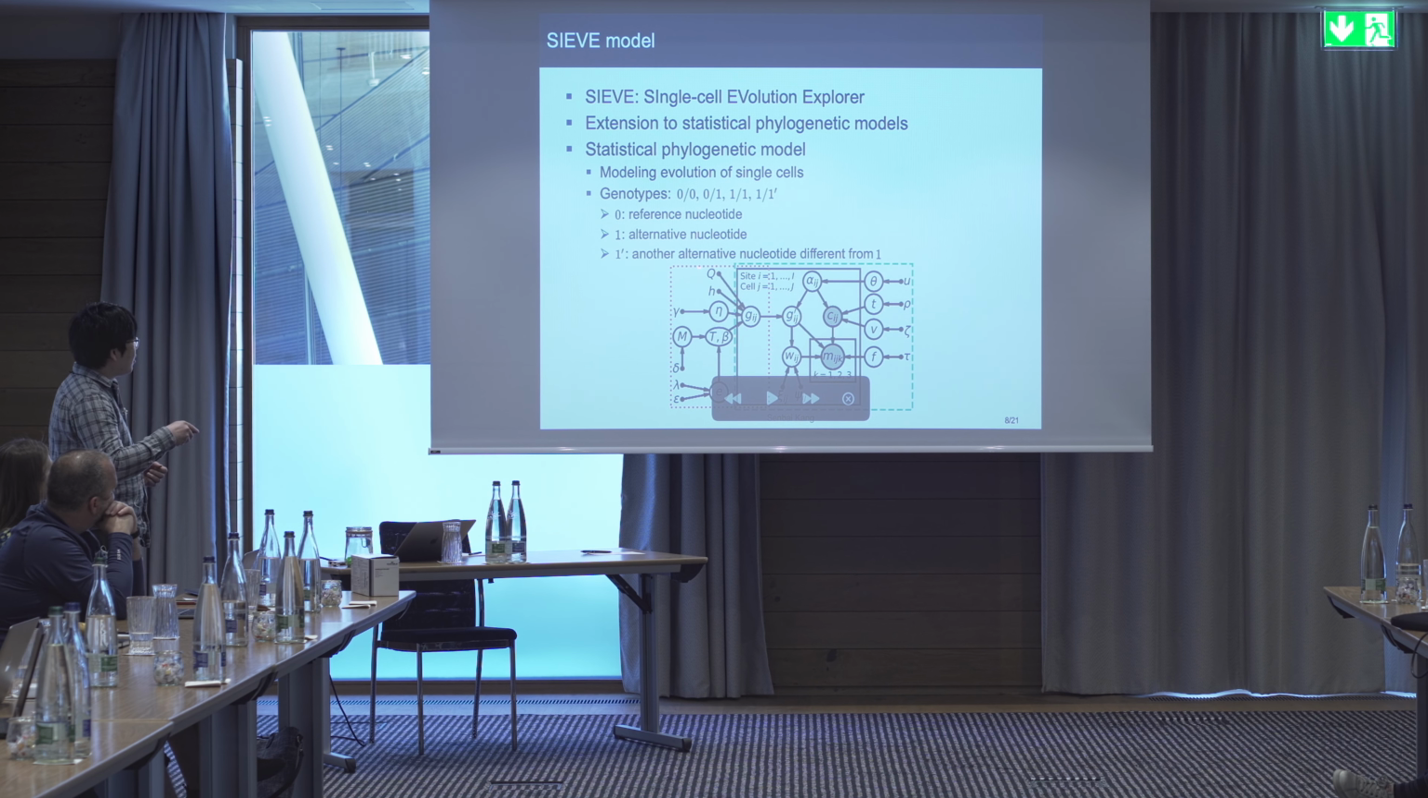Inside this orange dotted frame, it contains a tree topology, branch lengths, as well as an instantaneous rate matrix, which is defined by us. It contains 4 possible genotypes: 0, 0, 0, 1, 1, 1, and 1, 1 prime. So inside of those genotypes, 0 represents the reference nucleotide, 1 is the alternative nucleotide, and 1 prime is another alternative nucleotide which is different from 1.